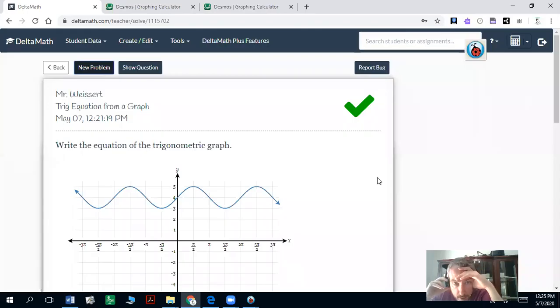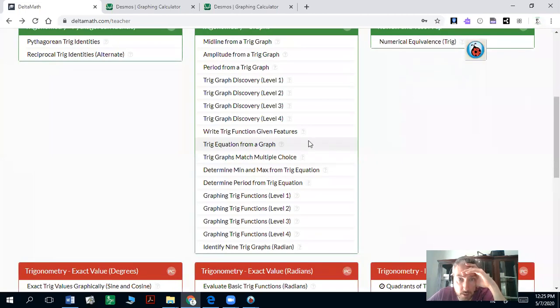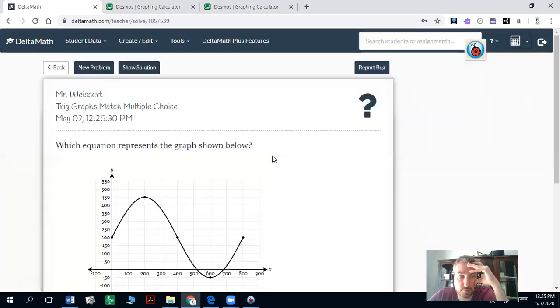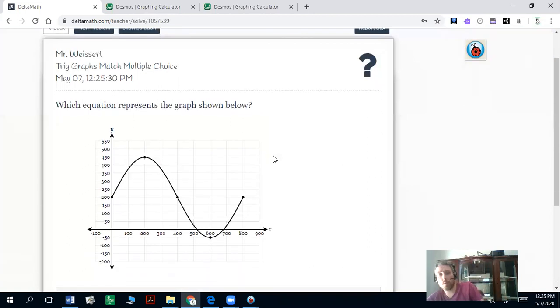All right. So let's look at a different skill. Kind of similar, but more multiple choice here. So it's trig graphs for multiple choice. All right, in this problem here, we want to identify what the trig graph is from the given graph. And there's some multiple choice answers, but I'm going to kind of treat it like the last problem and write out my equation first, and then we'll see if we can match it up with one of the answer choices.